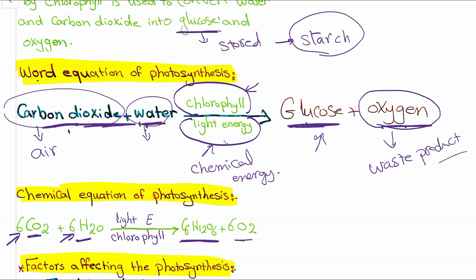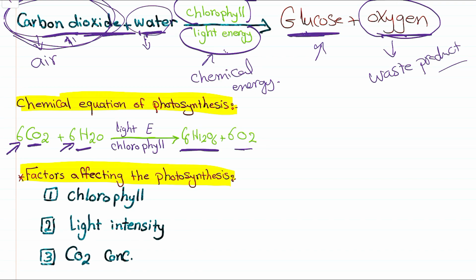So the importance of photosynthesis is to keep the balance between the gases, between carbon dioxide and oxygen in the air, because plants absorb carbon dioxide for photosynthesis and release oxygen, so the percentages will be equal. That's why green plants are very important to keep our environment clean.